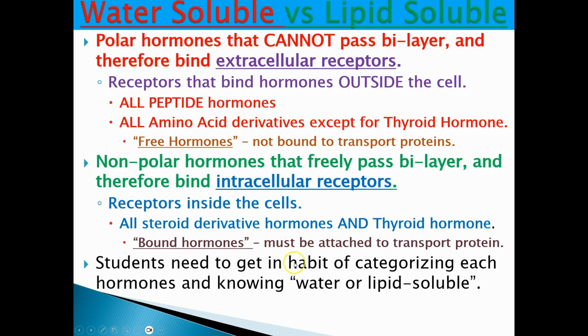All right, so students need to get in the habit of categorizing each hormone and knowing water or lipid soluble. So not only do you need to know are they considered steroid derivative, peptide derivative, or amino acid derivative, you also need to know water soluble and lipid soluble. Like I said, the best approach is learn your steroid hormones, because there's only 7 of them, 3 of which come from sex organs, 3 of which come from the adrenal cortex, and only 1 comes from the kidney.